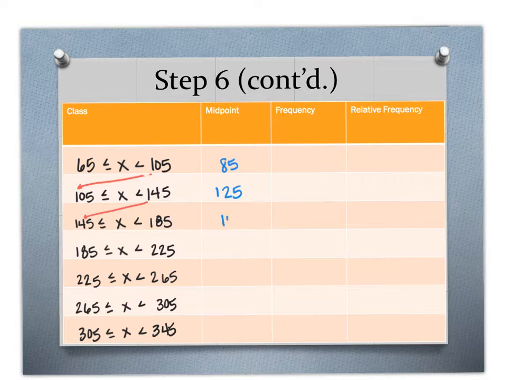So we get 165, 205, 245, 285, and finally 40 more is 325. We're going to use the midpoints to label our histogram when we go to graph it.